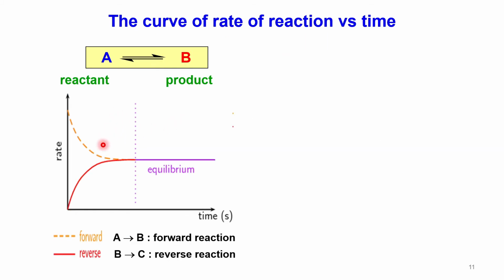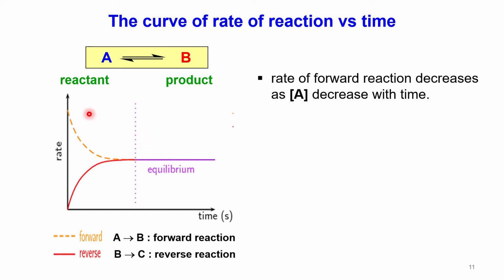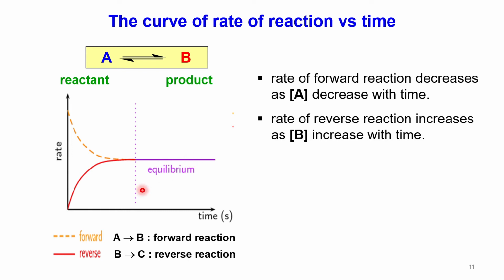So this one refers to the forward reaction. Forward reaction meaning A produces B. The red one refers to the reverse reaction. So when A produces B, the dotted red line here, initially we have a higher, this one is rate versus time. So the rate for the forward reaction, meaning the production of B from A, decreases when time increases, but the rate for the reverse reaction increases.